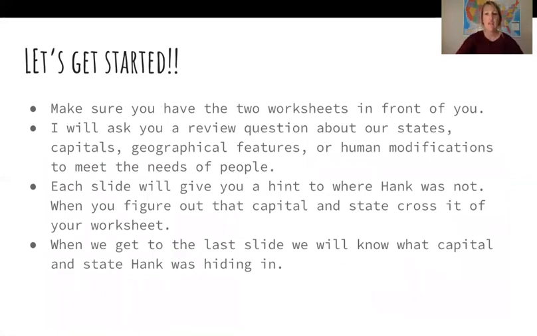Let's get started. We have the 2 worksheets in front of us. Today I'm going to use the one with the states and my where is Hank sheet. I will ask you a review question about our states, capitals, geographical features, or human modifications to meet the needs of people. Each slide will give you a hint to where Hank was not. When you figure out the capital and state, cross it off your worksheet. So if you figure out that Hank wasn't in Montgomery, Alabama, I'm going to cross out Montgomery, Alabama.